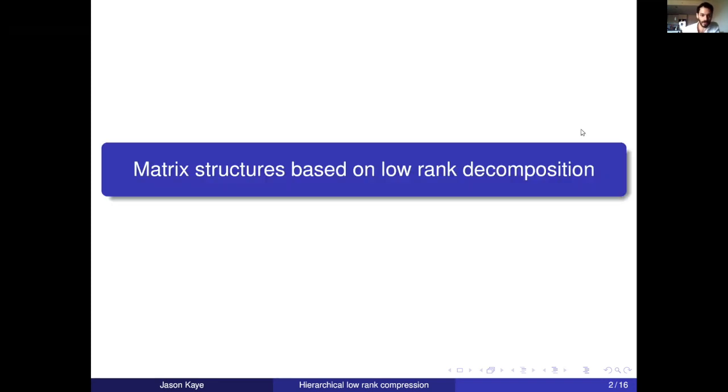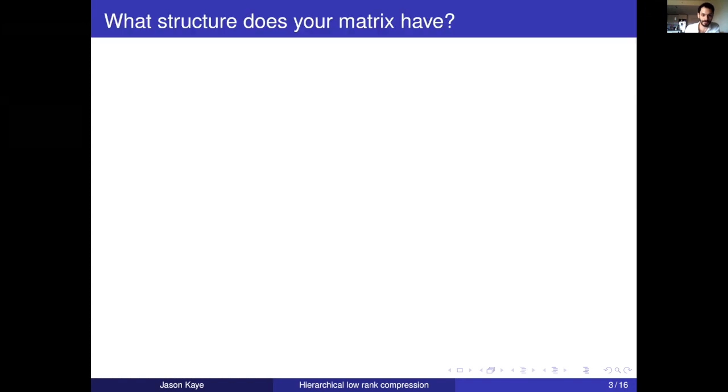So the first half of the talk, I'll just talk about this type of matrix compression, and then in the second half, I'll get into the physical application.